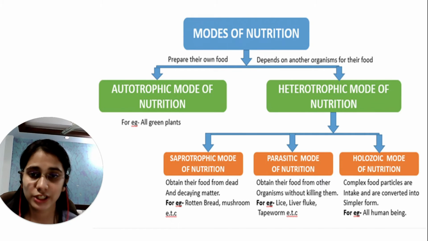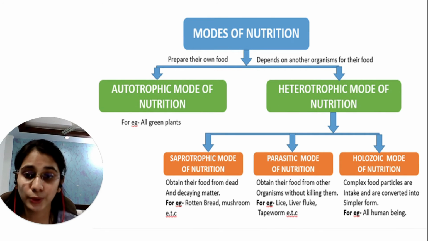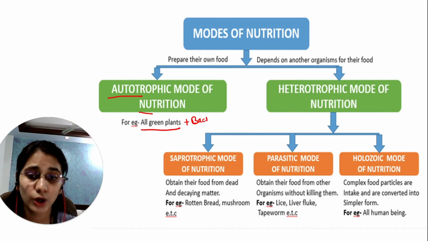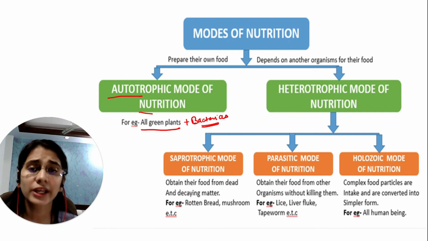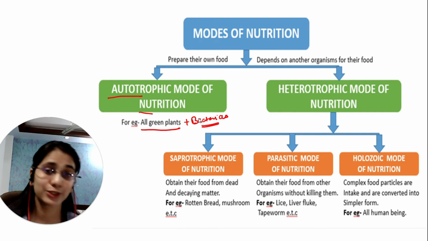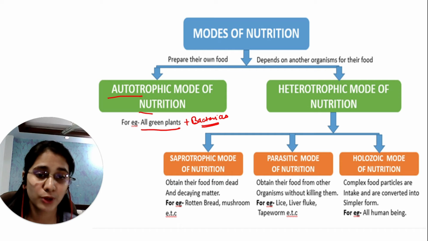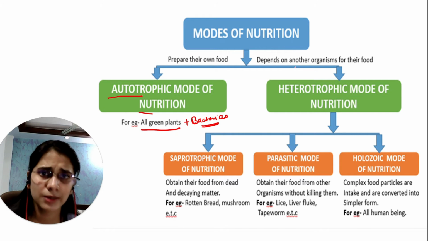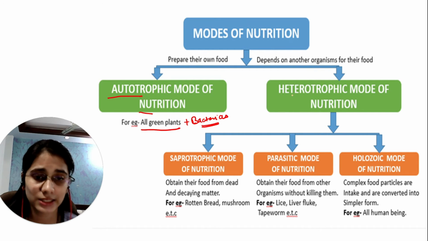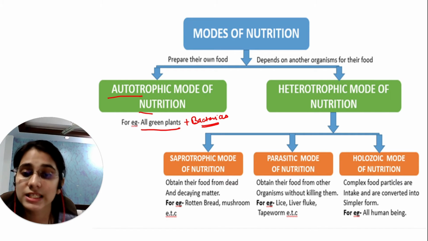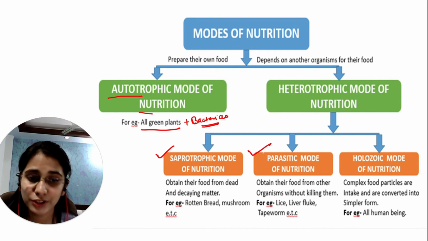Modes of nutrition. The food that is prepared by oneself comes under autotrophic nutrition. For example, all green plants and some bacteria also. Bacteria generally show chemoautotrophic nutrition. We'll discuss that later. Don't worry. Heterotrophic mode of nutrition depends on other organisms, maybe directly or indirectly on plants. So, heterotrophic nutrition is divided into three modes of nutrition: saprophytic nutrition, parasitic mode of nutrition, and holozoic mode of nutrition.